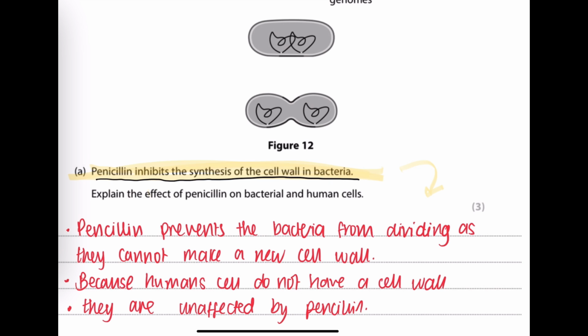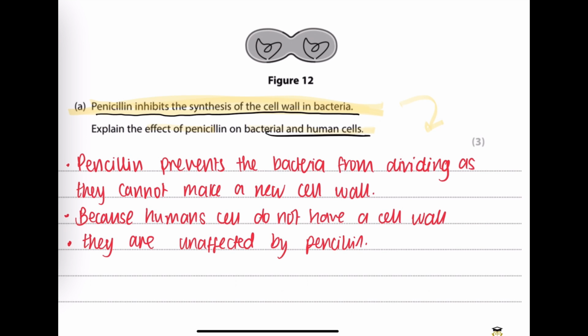So explain the effect of penicillin on bacterial and human cells. So make sure that we mention both of them. So let's see. Penicillin prevents the bacteria from dividing as they cannot make a cell wall. So as you can see here, it inhibits the synthesis. Synthesis just means make. So it prevents the bacteria from dividing because they cannot make the new cell wall, and it is crucial for their functions.